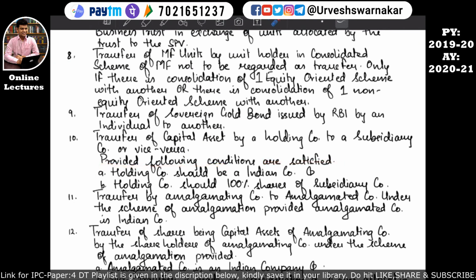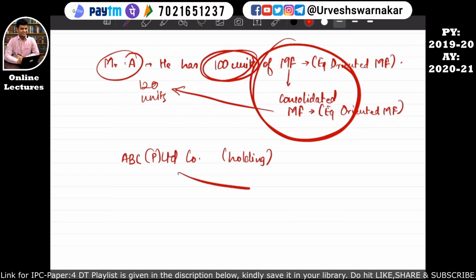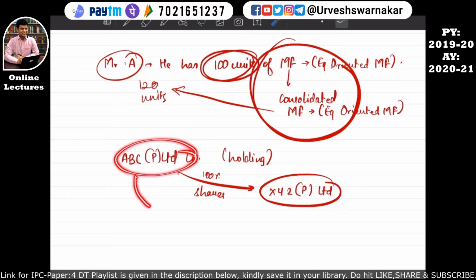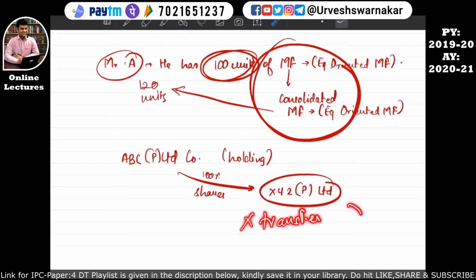Provided the following conditions are satisfied: the holding company should be an Indian company, and the holding company should hold 100% shares of the subsidiary company. Let's understand it on a blank page over here. Understand that this is ABC Private Limited company. This is the holding company, and it is holding 100% shares in XYZ Private Limited company. So if this ABC Limited is transferring any capital asset to this XYZ Private Limited, then it will not be considered as transfer, and there will be no capital gain. Similarly, if this subsidiary is transferring any capital asset to this holding company, it will not be considered as transfer and there will be no capital gain. I hope this is quite clear to you all.